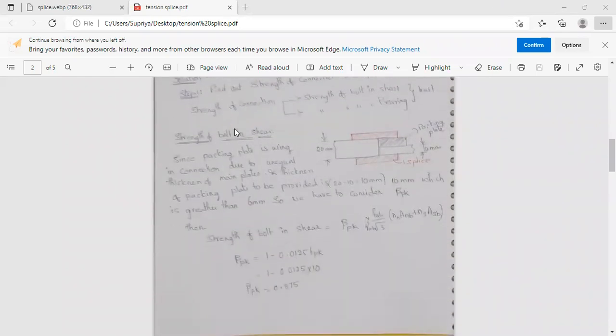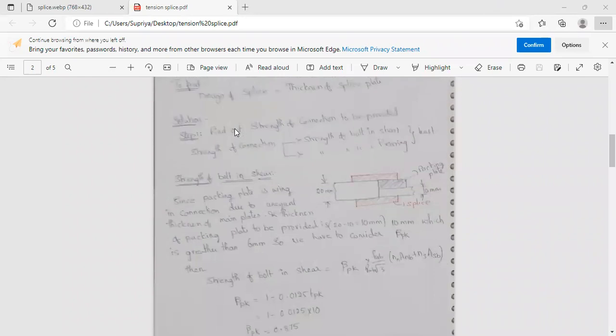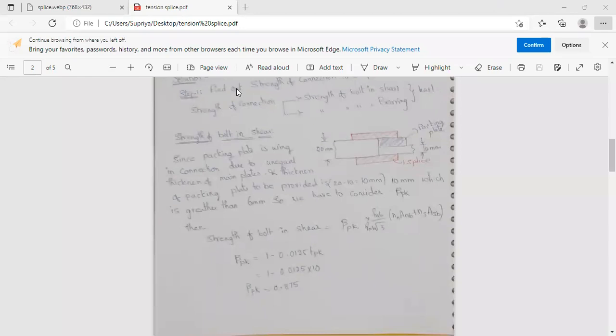Coming to the solution, step 1: first find the strength of the connection. Just a plate thickness alone is not sufficient, so we have to find the strength of the connection also. The strength of the connection again depends on the strength of the bolt in shear and the strength of the bolt in bearing. Whichever is the least of these, we take as the strength of the connection.